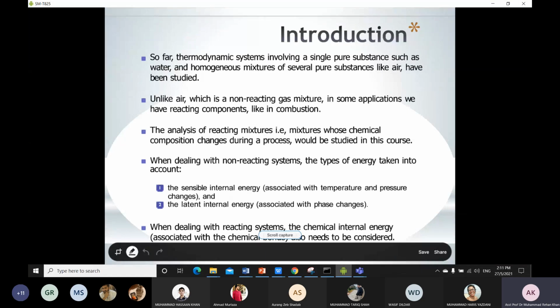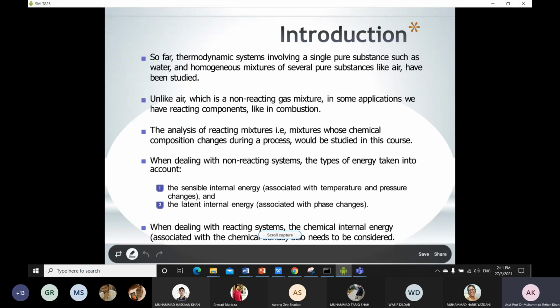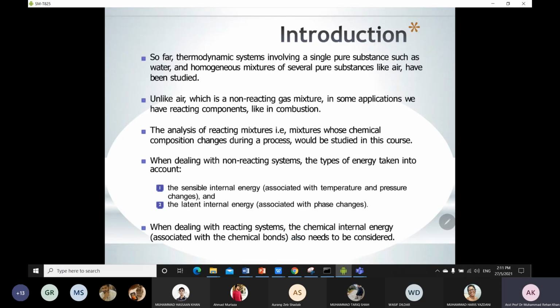And when dealing with a non-reacting system, we already know that we have to consider several types of energy. Okay, so this is sensible internal energy, which is associated with the temperature and pressure, and latent internal energy, which is associated with the phase changes. And when we're dealing with a reacting system, specifically the combustion process, then the chemical internal energy, which is associated with the chemical energy, also needs to be considered. We can say it is a chemical bond.